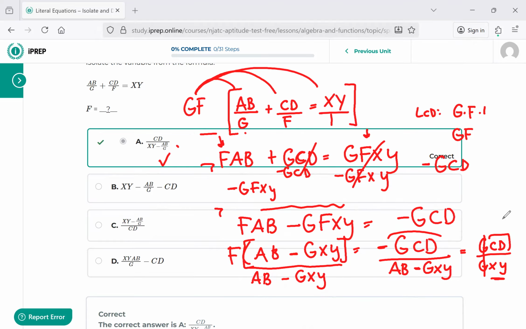Okay. I don't think they'll have this difficult. They'll probably have one like this that's really difficult. Okay, let's move on.